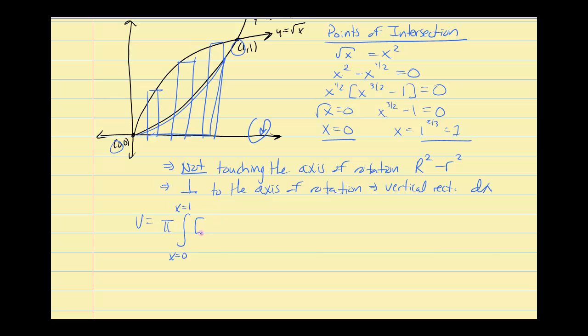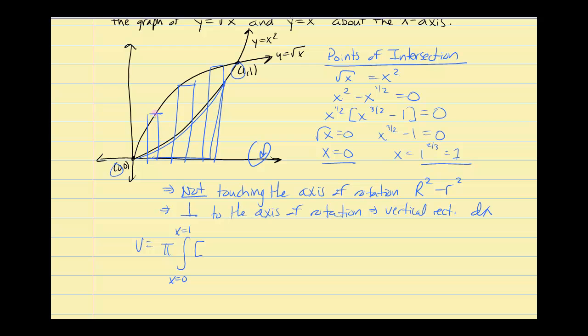And now I have my outer radius squared. Well, my outer radius squared is this upper curve, which is square root of x, minus our inner radius squared. Our inner radius squared is this lower curve of x squared. Now notice past 1, the x squared becomes my upper. They switch, but we're only interested between 0 and 1, so we kind of have to keep track of that.